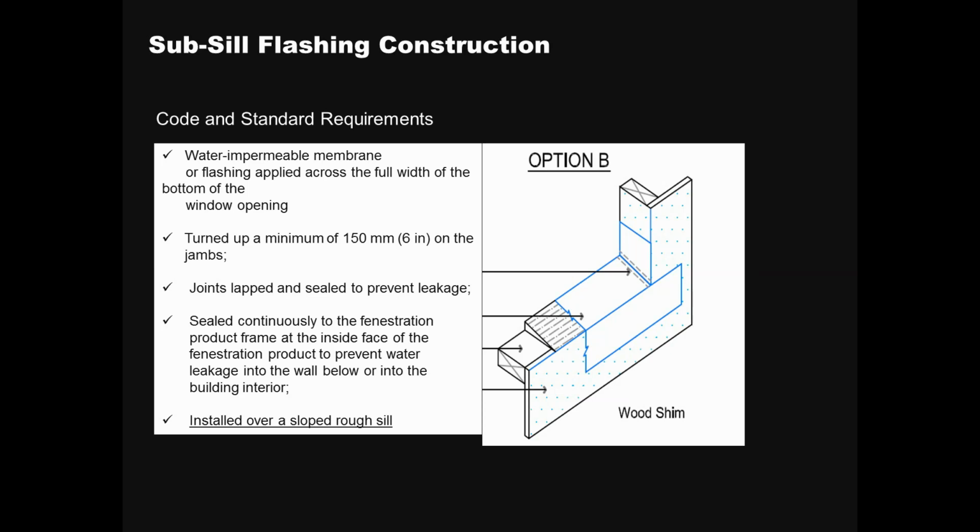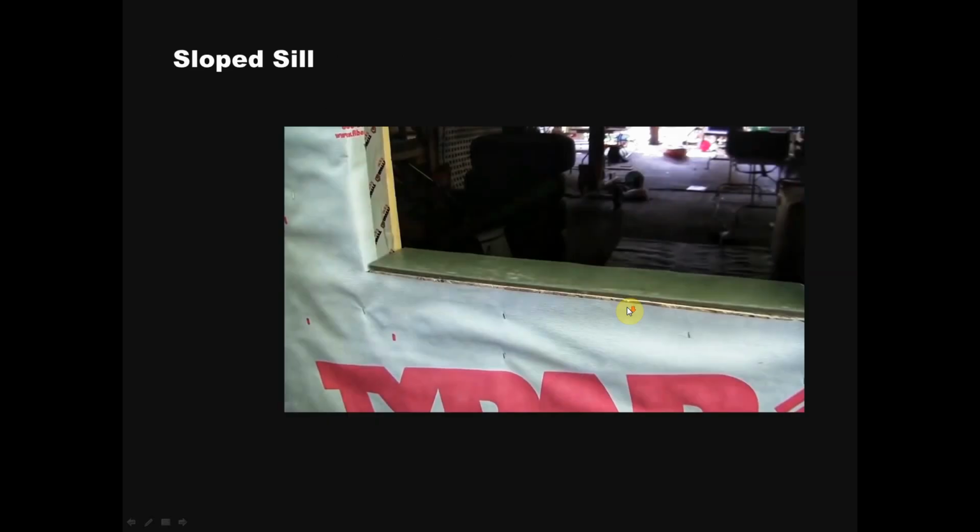Now, these are code and standards. What they tell you here, I'm just going to go through it with you, is that it's a water impermeable membrane at the bottom that goes up 6 inches, lapped, and it's installed over a rough sill. So you get a slope sill that's rough, which allows the water to drain out should any water get past that. As you can see in this picture, this green board here is your slope sill, and it pitches to the outside of the window.